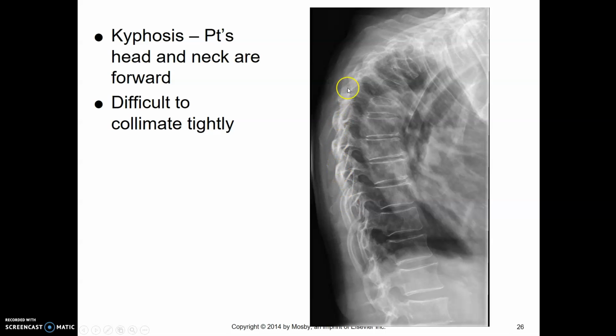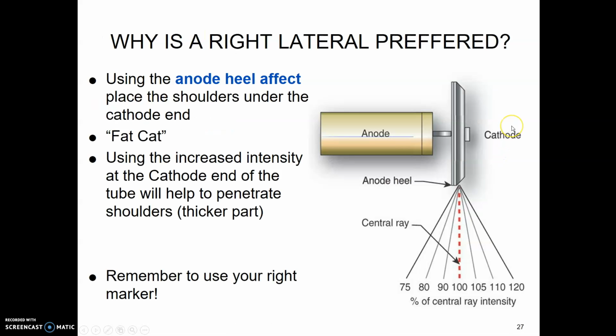This is a very kyphotic patient. You can see how their whole upper back here is almost folded over. Their neck is going to come up this end here. So it does make it a little bit harder to collimate tightly, but just being aware that it is going to be posterior, but it's a really clear, beautiful x-ray.